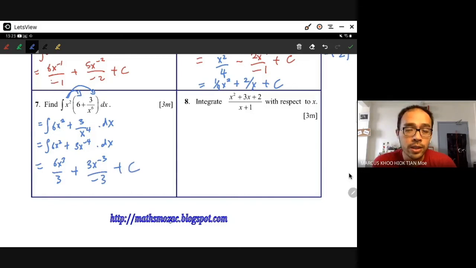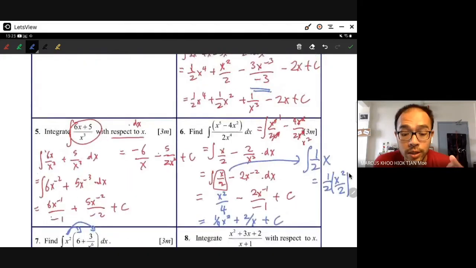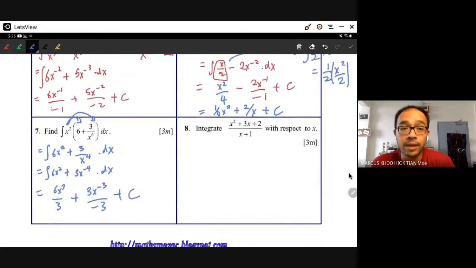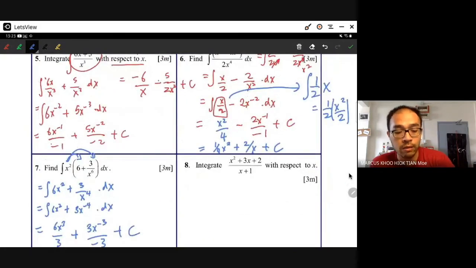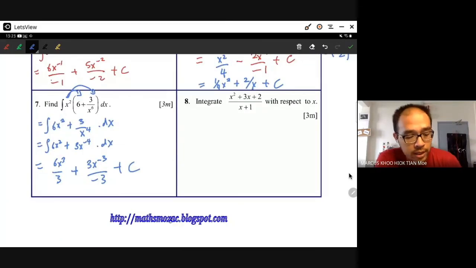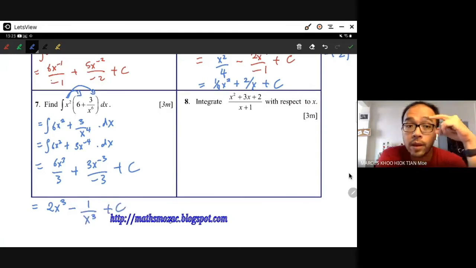Okay, notice that most of the time bila kita integrate kan, usually dia boleh saling mengcancel punya. Jarang dia akan bagi situasi di mana macam ni kan yang susah mau cancel. Ada lah tapi jarang. So hopefully that's a good clue for you lah. So this is 2x cubed minus 1 over x cubed plus c.